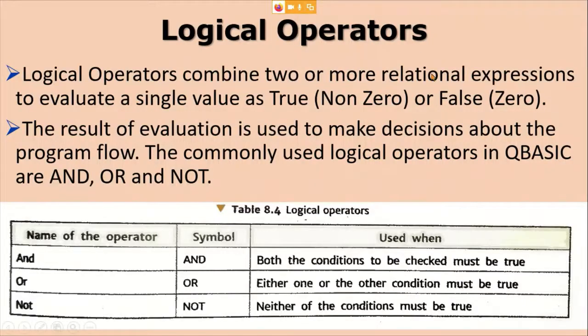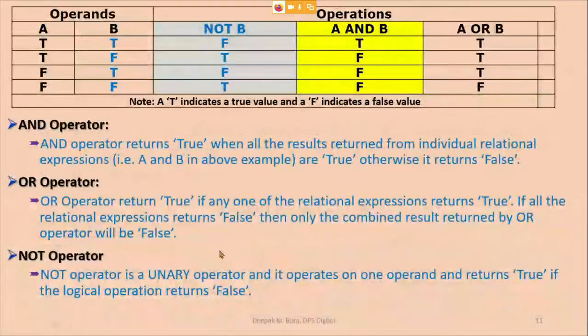Now logical operators. I'm basically considering the logical operators because in logical operators we'll need the relational operators. See what is written. Logical operators combine two or more relational expressions to evaluate a single value as true or false. True is non-zero and false is always zero. The result of evaluation is used to make decisions about the program flow. So see here, AND, both the conditions are to be checked. Now we'll see in detail about these: the AND operator, OR operator and NOT operator, how they work.